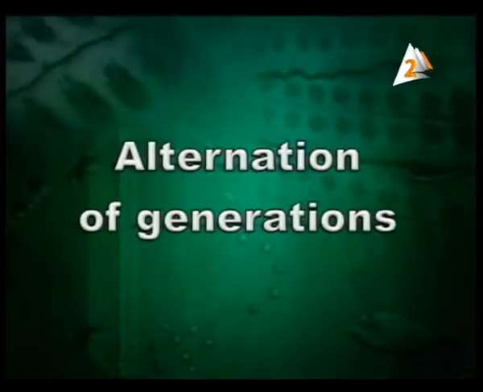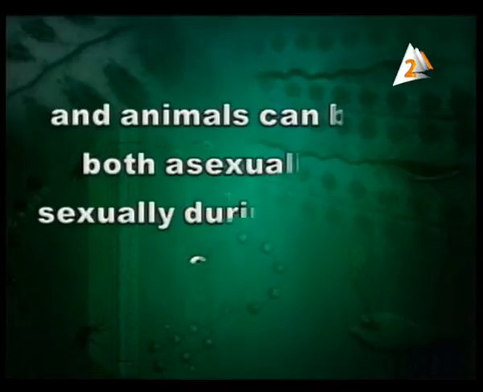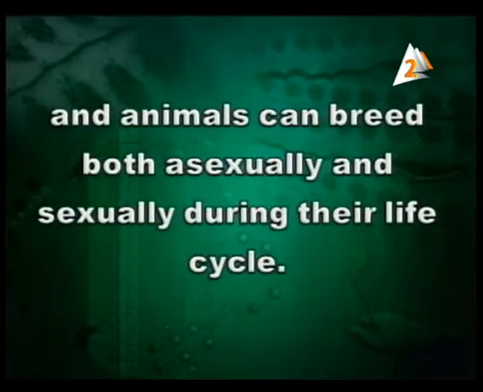What is alternation of generation? Yes, it is a way of reproduction in which some species of plants and animals can breed both asexually and sexually during their life cycle.